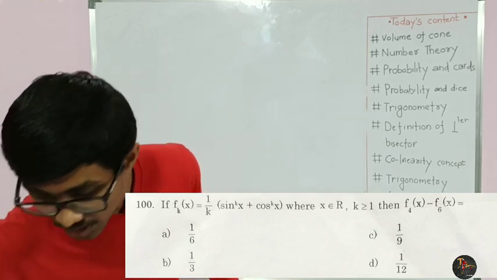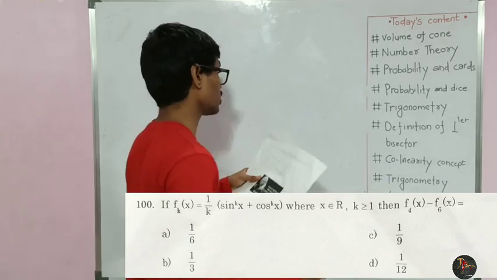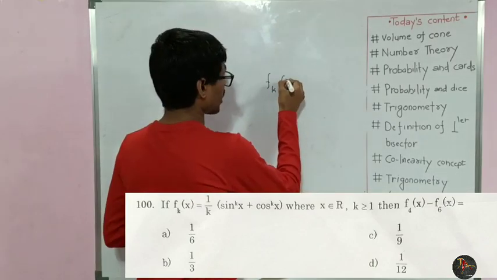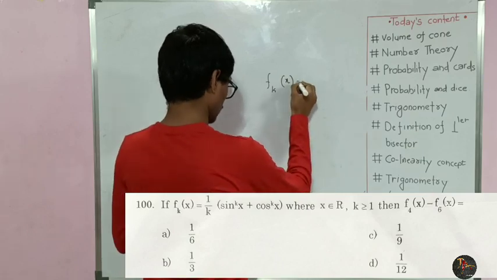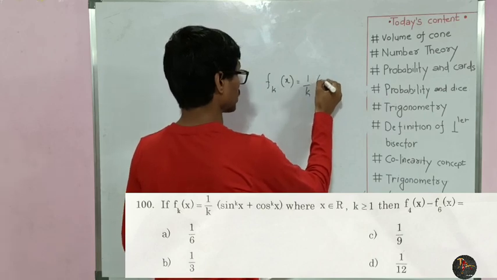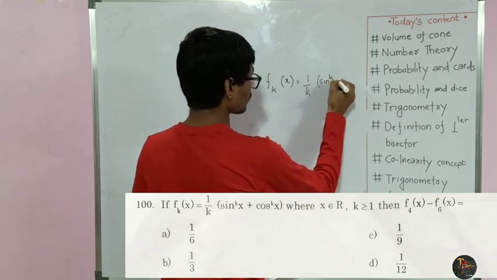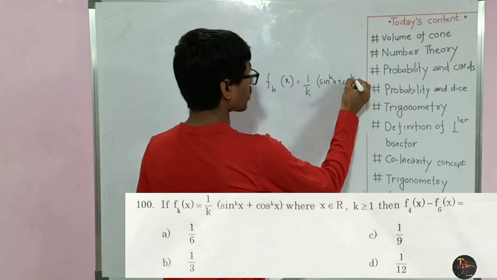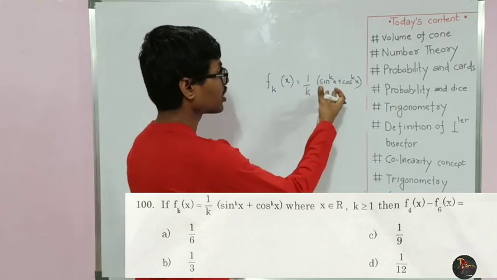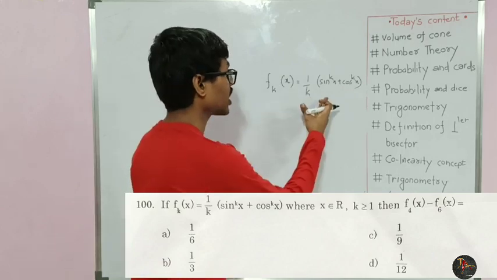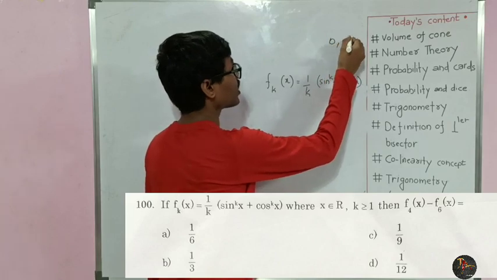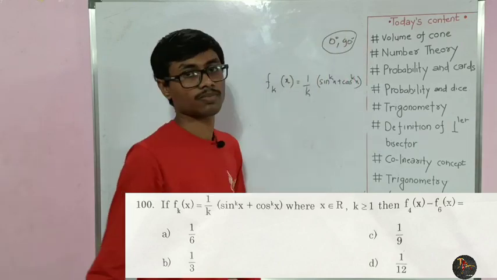Now let me write that function. That function value is f of k. F of k of x is equals to 1 by k times of sin power kx plus cos power kx. For every value it is valid. So we take x is equals to 0, or we take x is equals to 90. X is equals to 0, x is equals to 90 are most simplest.